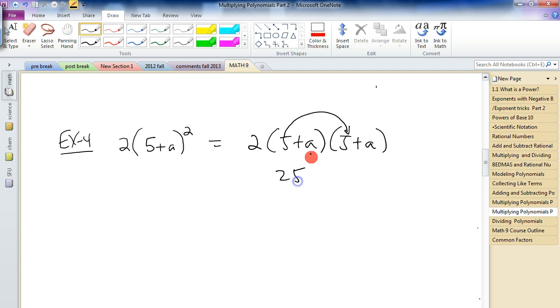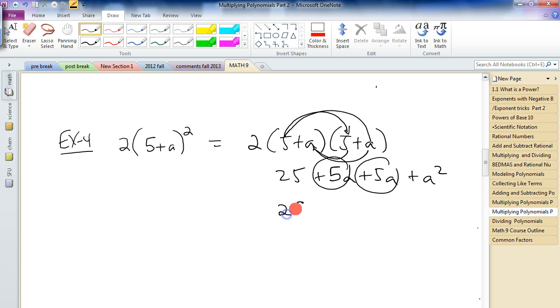5 times 5 is 25. 5 times a is 5a. a times 5 is the exact same, 5a. a times a is a squared. That leaves us with, we're going to collect these two, 25 plus 10a plus a squared. And then don't forget about that 2 out front. We're going to multiply it. Before we do that, looking at this, could you have gotten to here without doing this? I'm asking with that trick again. Do you see the trick?